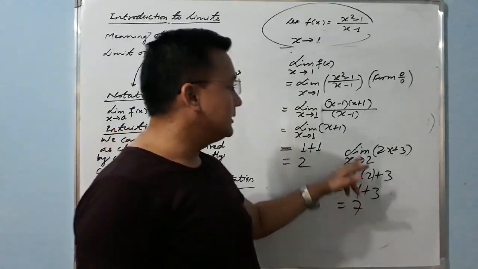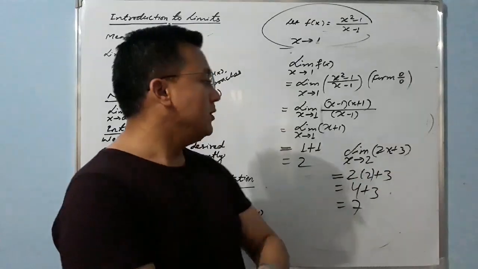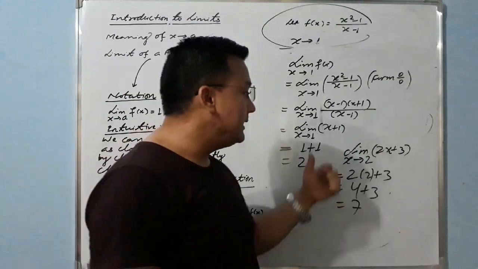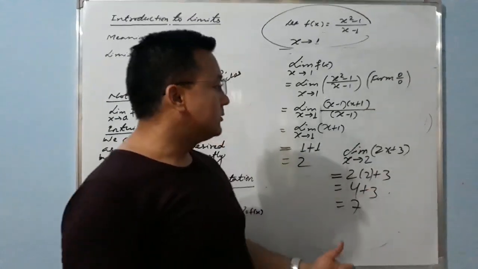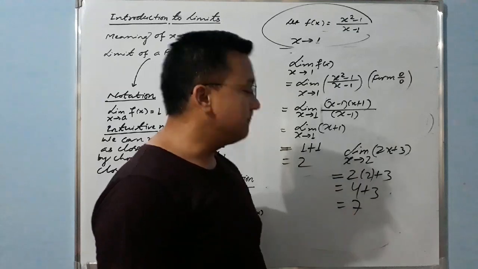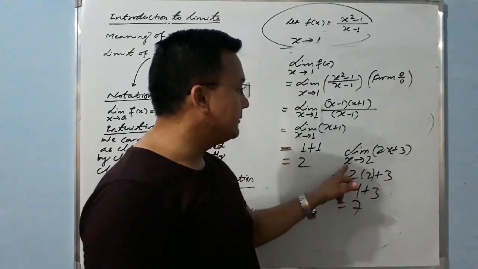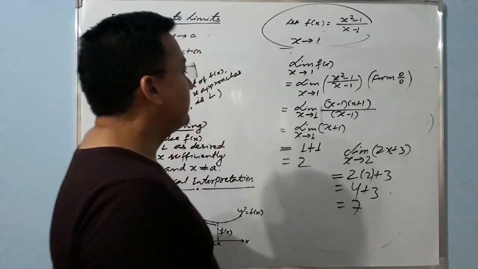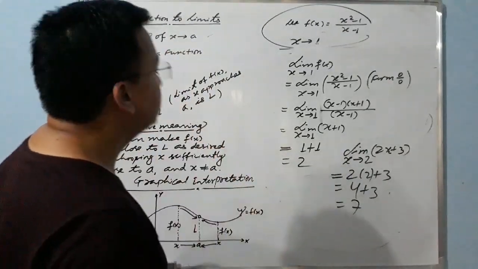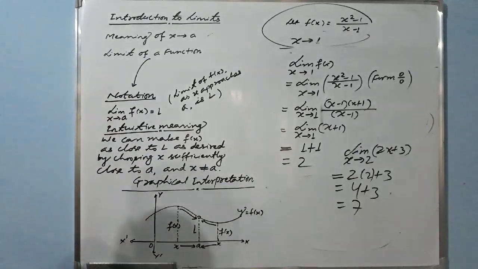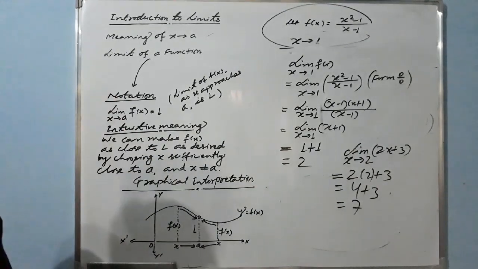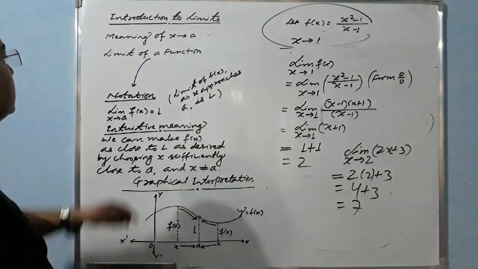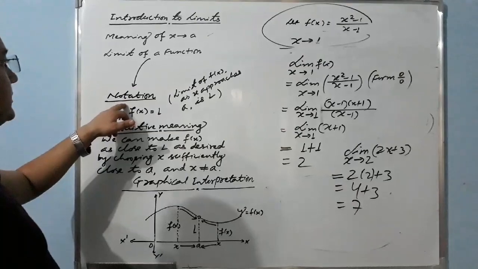So the limit of the function as x tends to 2, or you can say 2x + 3 tends to 7 when x tends to 2. Now let's move on to notation. Once again, let's conclude all these things. A limit of a function, here I have written the notation.